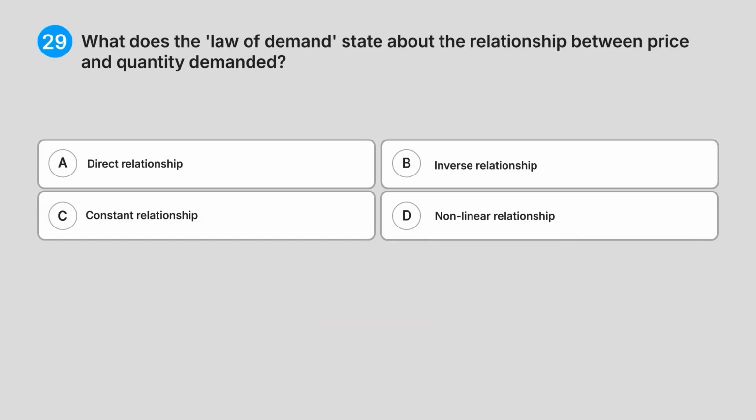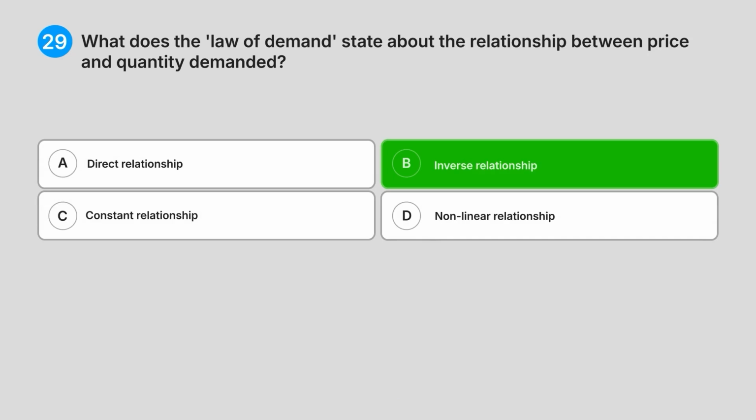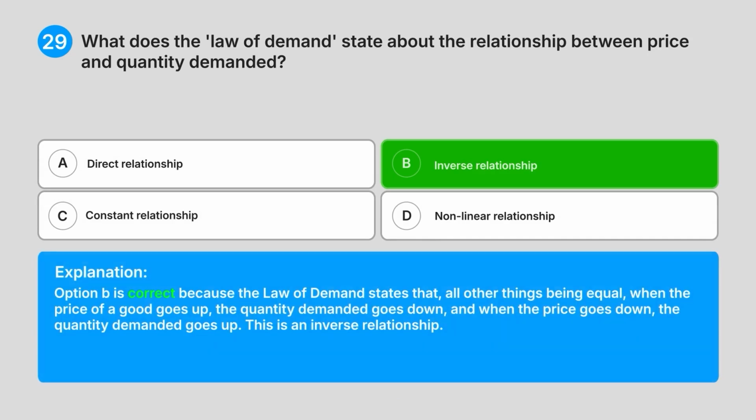Correct answer, B. Inverse relationship. Explanation: option B is correct because the law of demand states that all other things being equal, when the price of a good goes up, the quantity demanded goes down, and when the price goes down, the quantity demanded goes up. This is an inverse relationship.